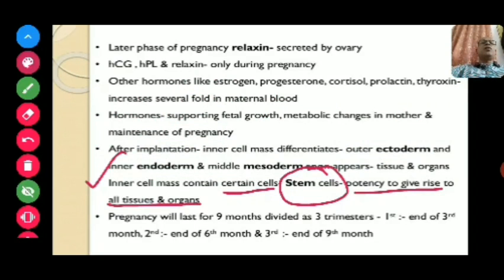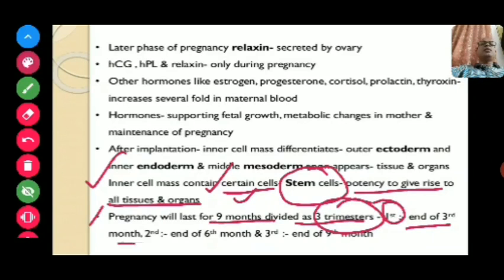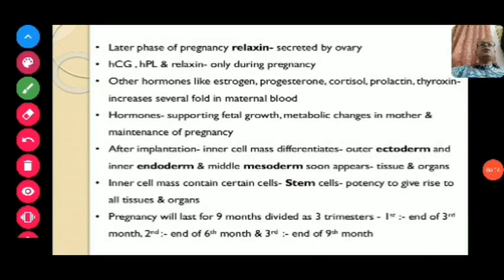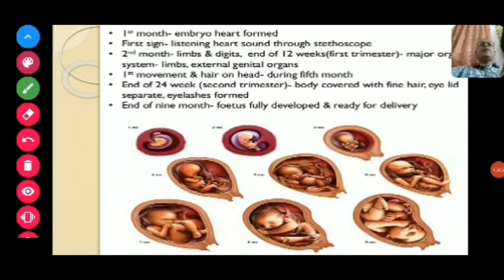that have the potential to give rise to all tissues and organs. Pregnancy lasts about 9 months, divided into 3 trimesters. The first trimester ends at the end of the 3rd month, the second trimester at the end of the 6th month, and the third trimester at the end of the 9th month. In the first month, embryo heart formation takes place, and the first sign is hearing the heart sound through a stethoscope.